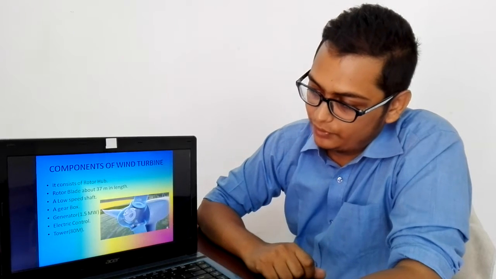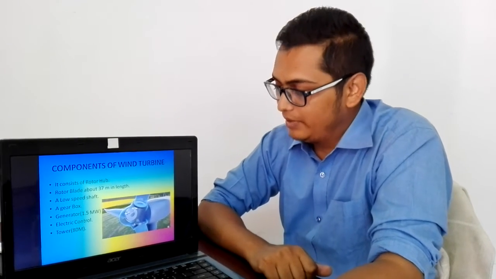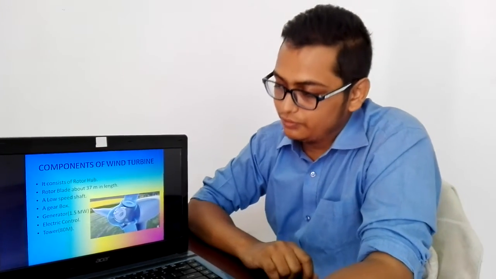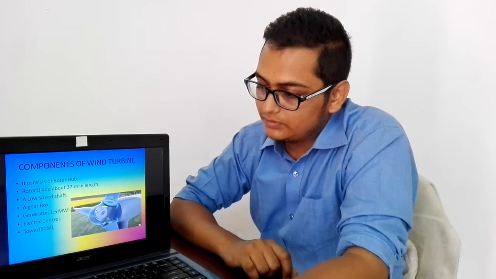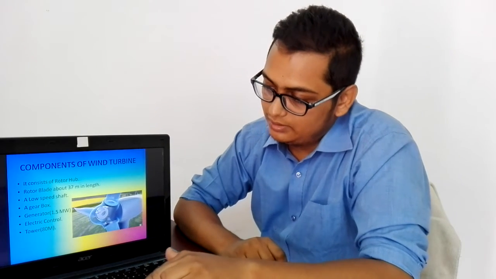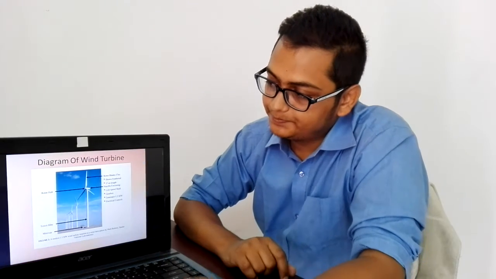These are the components of a wind turbine. The wind turbine contains a rotor hub, a rotor blade, a rotor shaft, a tower, and an electric control for safety precautions, and a generator and a gearbox in order to convert the kinetic energy into electric energy.